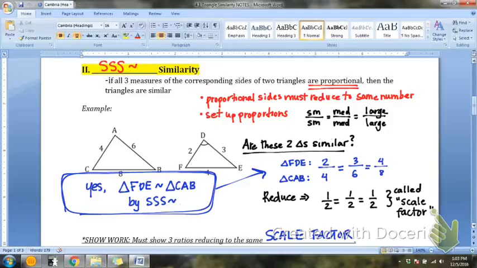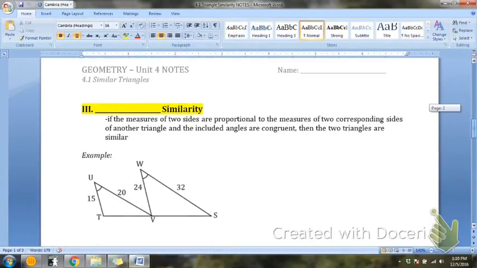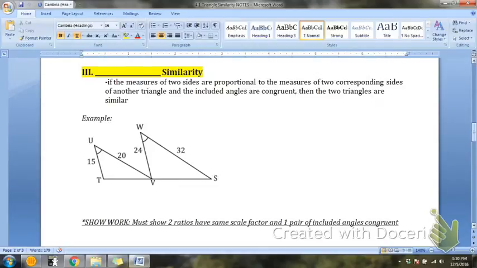So we have angle, angle, and we have side, side, side. There's one more we're going to look at. All right. If the measures of two sides are proportional to the measures of two corresponding sides of another triangle, and the included angles are congruent, then the two triangles are similar.